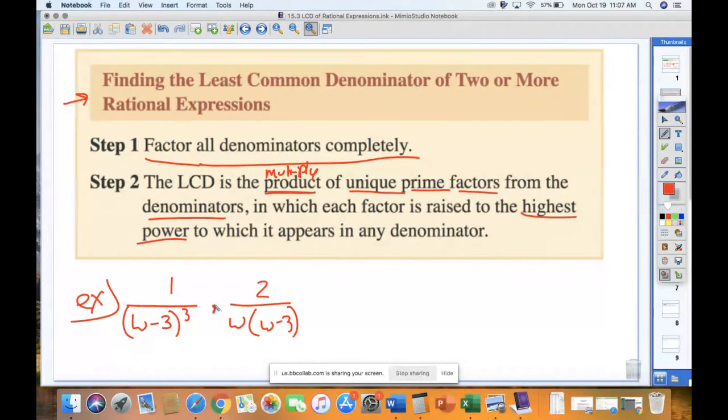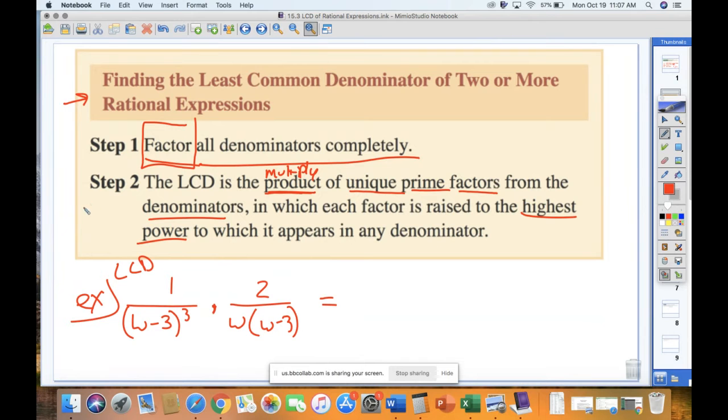We want to just put a comma. We're going to find the least common denominator here. We're not going to add or subtract. That's on Wednesday. We're just going to do least common denominator. So what's the least common denominator of these two? Well, the good news is step one's already done. This is already factored for me. These are factors. These are factors.